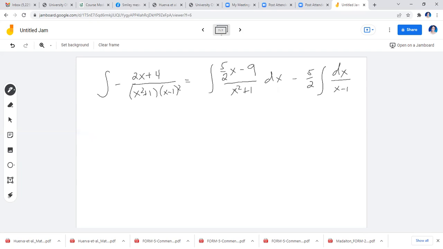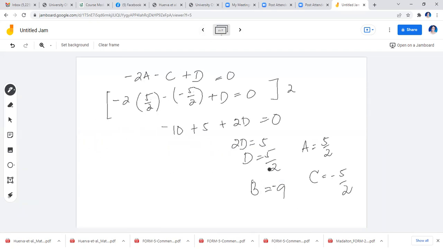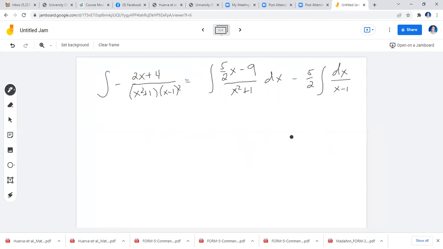The d is positive 5 halves. So I'll just place it in here. Your d is 5 halves, integral of dx, that this time the denominator is x minus 1 quantity squared. Okay? Now this can be split into 2. I split this into 2. So you will know that I have split it into 2, so I'll use a different color.